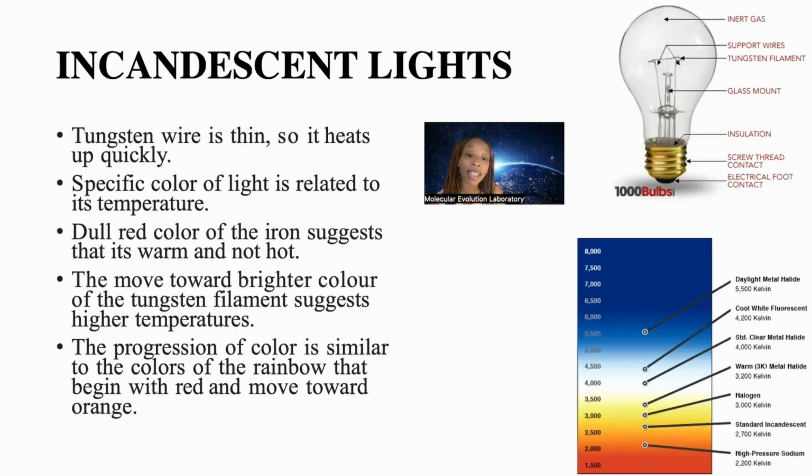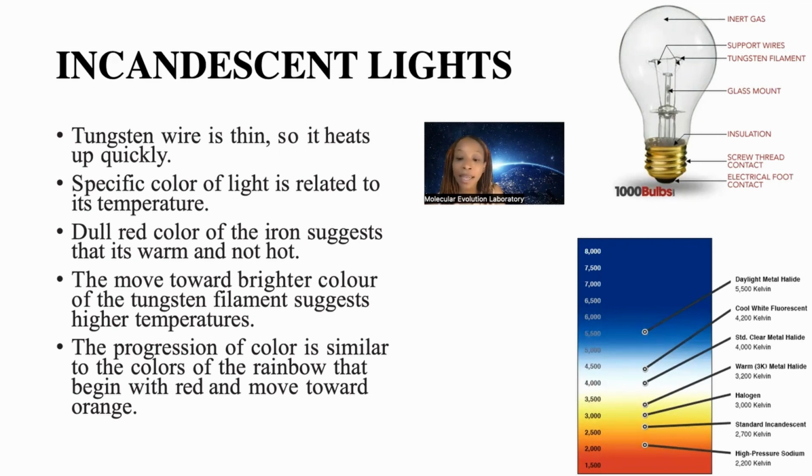Tungsten wire is thin, so it heats up very quickly. The specific color of light is related to its temperature. The dull red color of the iron suggests that it is warm and not hot, and the move towards the brighter color of the tungsten filament suggests higher temperatures.